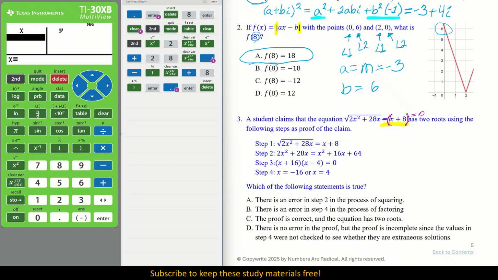They moved everything to the left side, leaving it equal to 0. That's essentially what we've done. Okay, we have done that. But when they did it by hand, the way that we're taught, they end up in step 4 with x equals negative 16 or x equals 4.